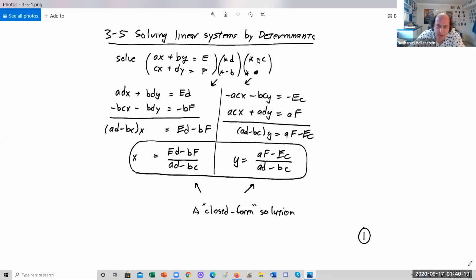Okay, for the second, to solve for Y, we'll eliminate X. We have an AX and a CX here, so we multiply by a negative C and a positive A. And long story short, you get this: Y equals AF minus EC over AD minus BC. This is what's called a closed form solution. All you need to do is plug in the numbers and turn the crank, and out comes the answer.